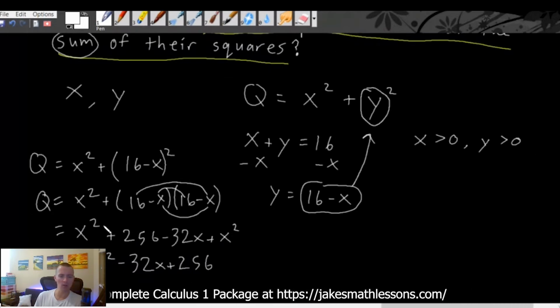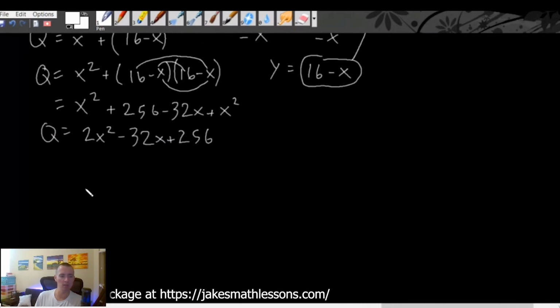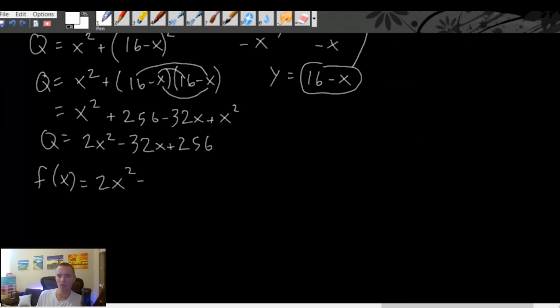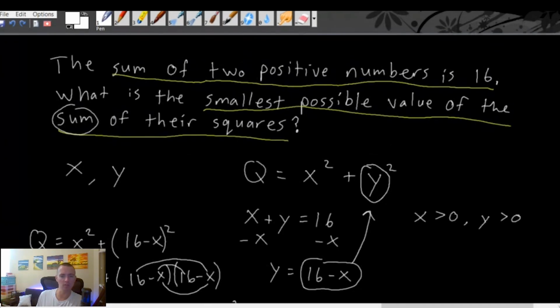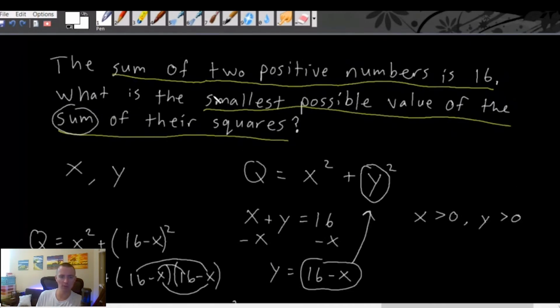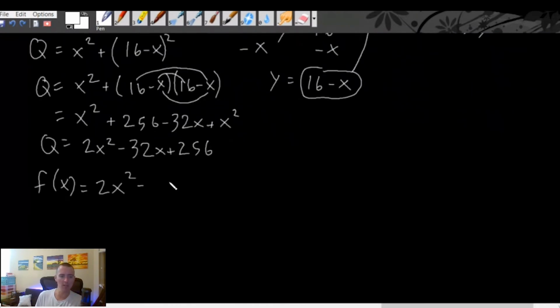So this is now the function or the equation that we want to optimize. So let's go ahead and just say that this is going to be our function f of x. And this is the thing that we want to either minimize or optimize, depending on what the question's asking you to do. In this case, we want to make sure the smallest possible value, because it said right here, smallest possible value of the sum of their squares. So we're trying to make sure that this equation that we're optimizing is as small as possible.